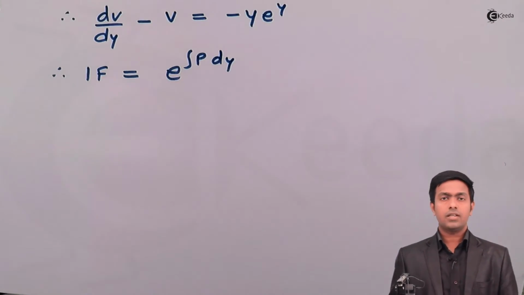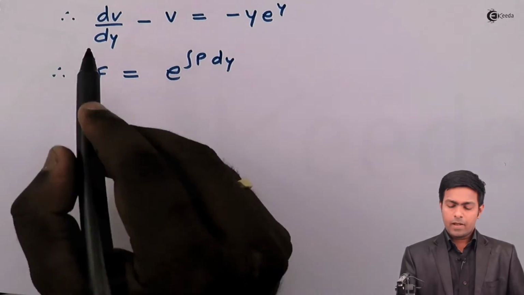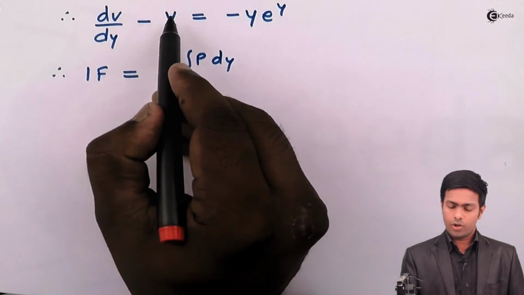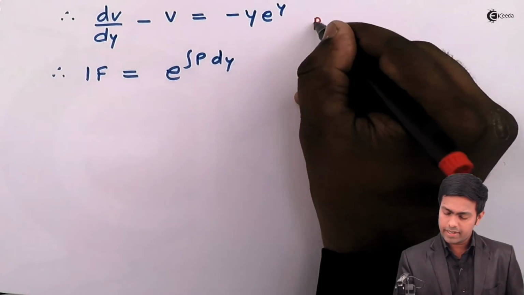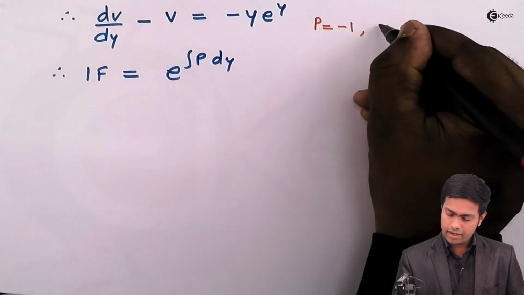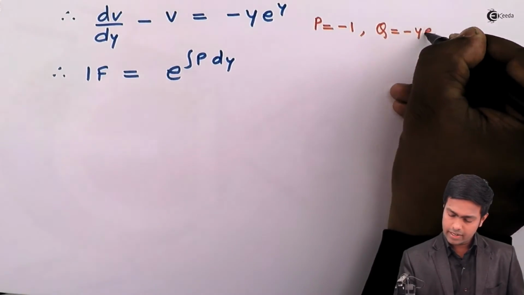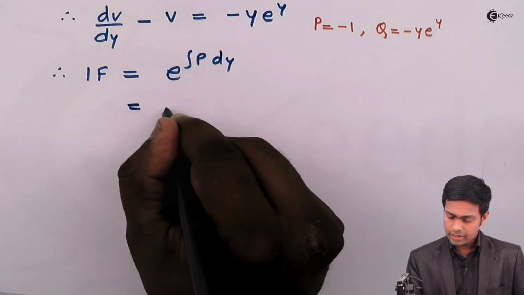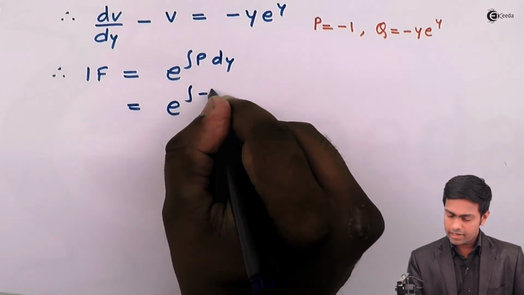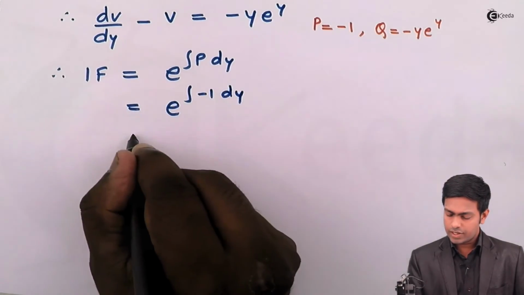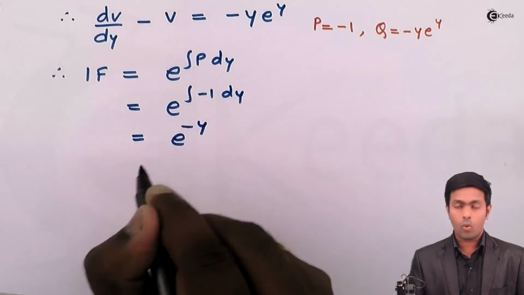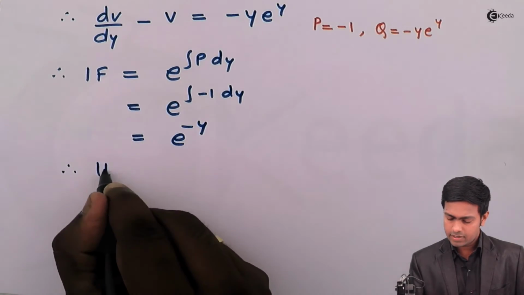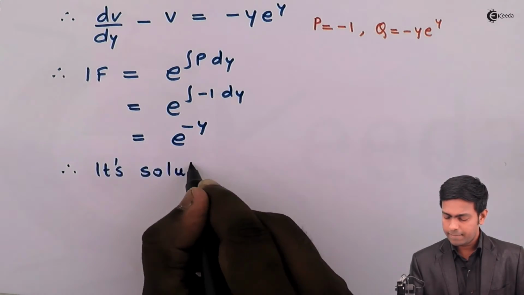Now the question is, what is p and q? If I compare this with the form of LDE, then p is the coefficient of this v. So I can say that p is equal to -1 and q is equal to minus y e raised to y. So here we will get e raised to integration of -1 dy, which is equal to e raised to minus y. Now let's find out the solution. So here I'll say therefore its solution is given by.